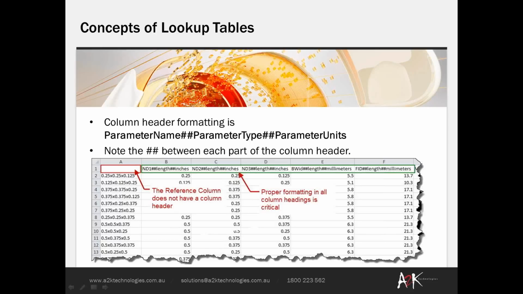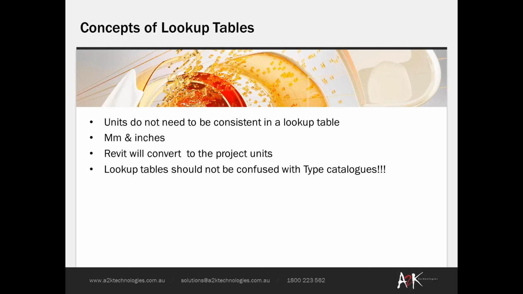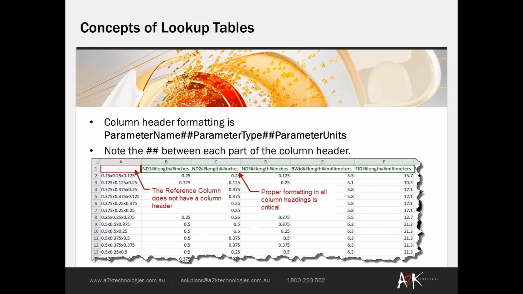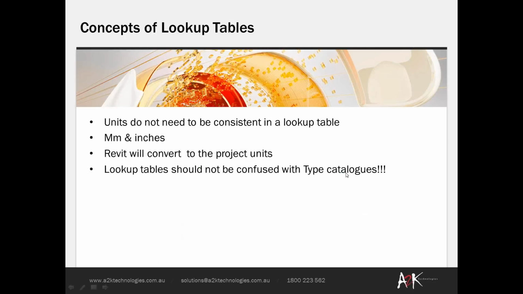All right, so let's keep moving and see if we can drill into this a bit further. Okay, so just some things to note here before we move on, that the units don't need to be consistent in a lookup table. You can have both millimeters and inches, and if I just go back one, you can see that in this example I actually have inches and millimeters in this one lookup table. Okay, so the units don't need to be consistent. You can have both millimeters and inches, for example, in the one lookup table.